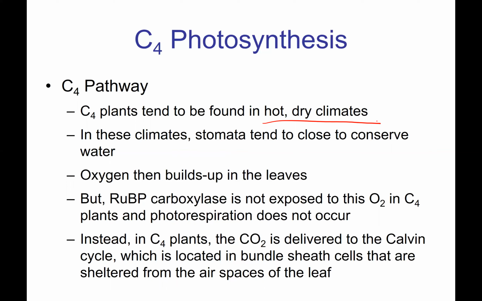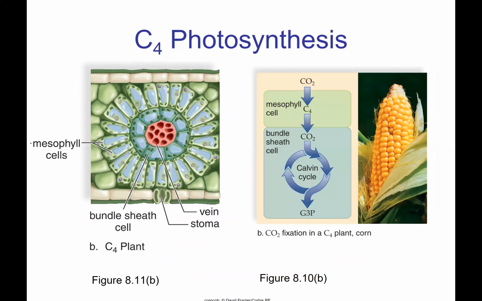Sugarcane is a lot of the time found in places like Hawaii. And then also you're going to have things like corn, which is found a lot in the Midwest, where it's hot and dry. So the stomata are going to be closed to help conserve water. So oxygen is going to build up in the leaves. But unlike C3 photosynthesis, rubisco carboxylase is not exposed to oxygen, so photorespiration does not occur in C4. So instead, C4 plants are going to deliver carbon dioxide to the Calvin cycle.